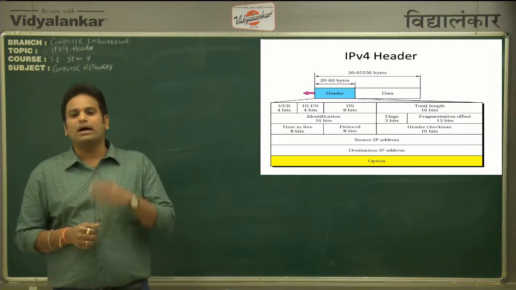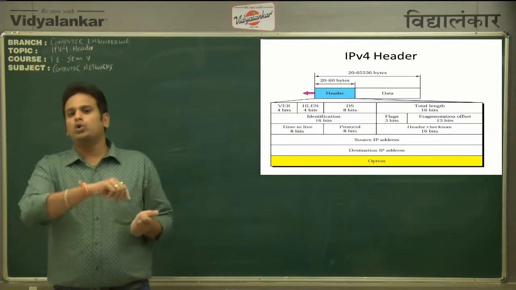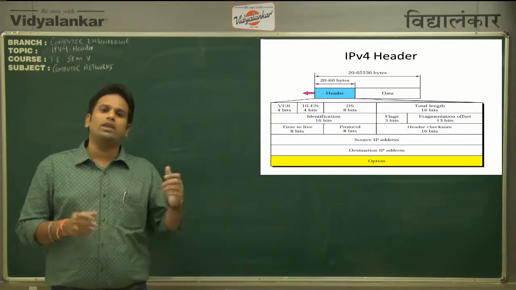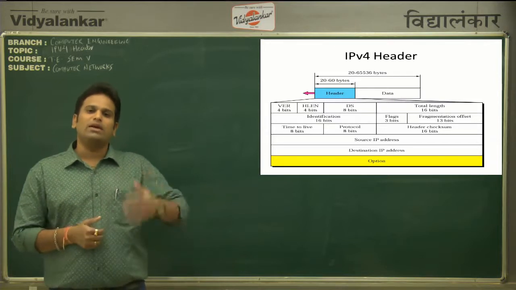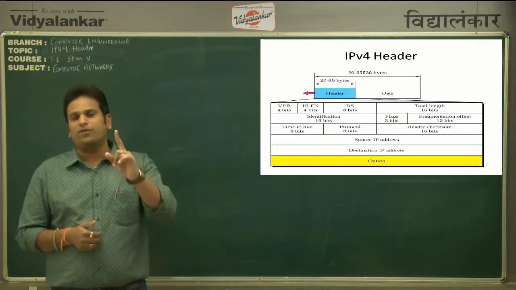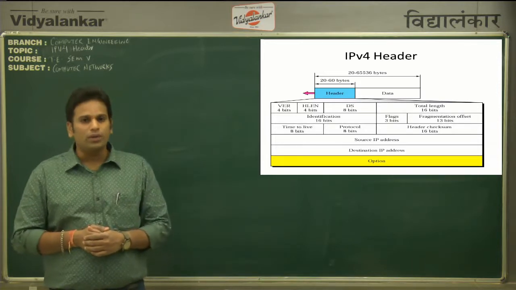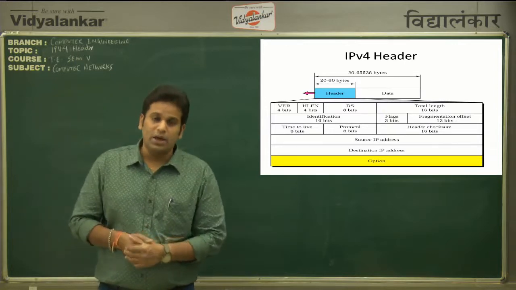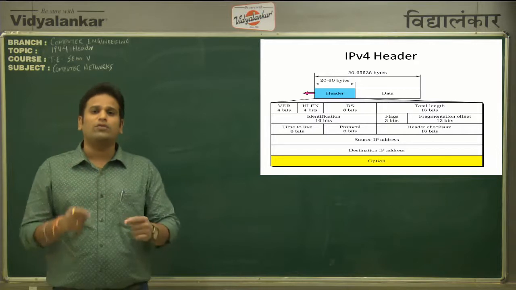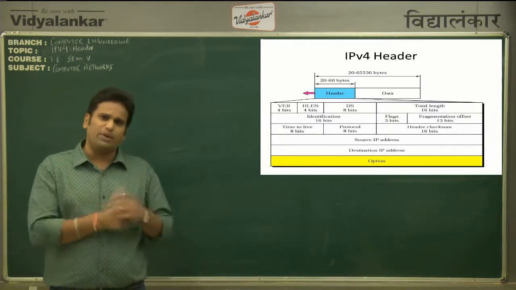Then you can see the 3 bit flags. 1 is don't care and 2 are do not fragment and more fragments. If do not fragment is 1, you cannot fragment the packet. Whenever there are more fragments, the first and the middle fragments will have MF set to 1, and the last fragment will have MF set to 0. The fragmentation offset tells the relative position of the fragment in the packet. So again, it is helpful for reassembly purposes.